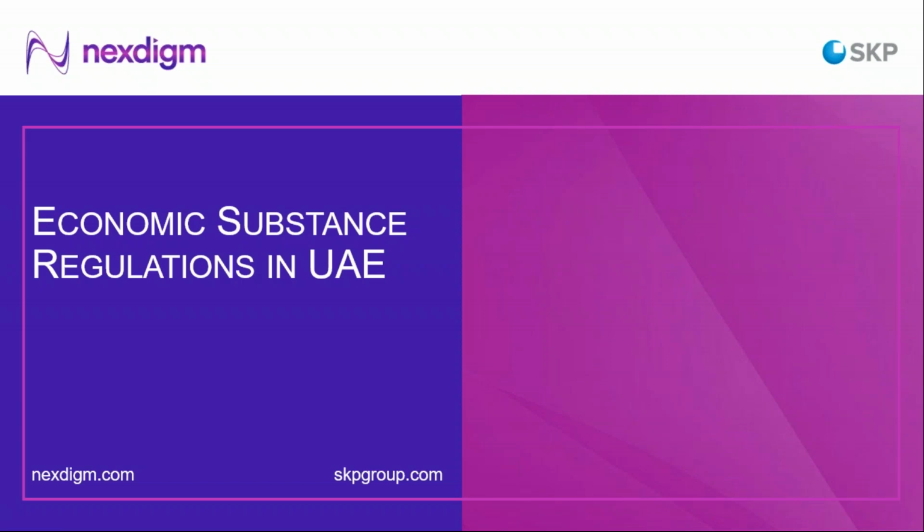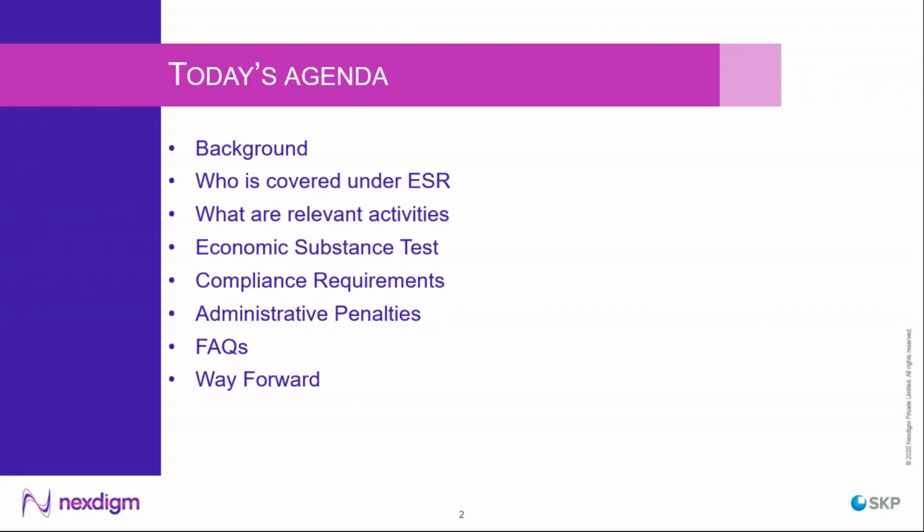Thanks, Jugal. All right. So here is what we're going to discuss today. A bit of background, and then who is covered under the ESR, what are the relevant activities, what is really meant by the economic substance test, and what the business needs to do to meet those economic substance tests. And, like I mentioned, more importantly, what are the compliance requirements under the regulations for each and every business, and if not met, what are the administrative penalties.